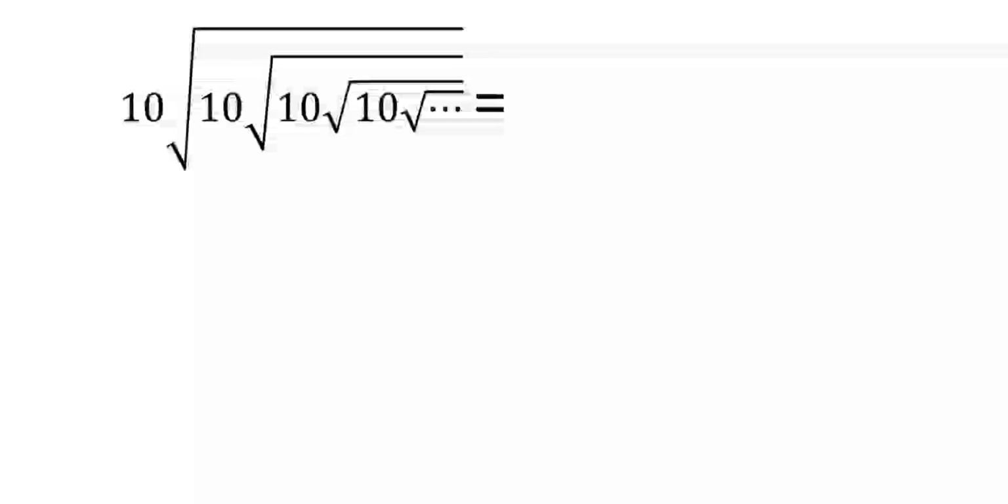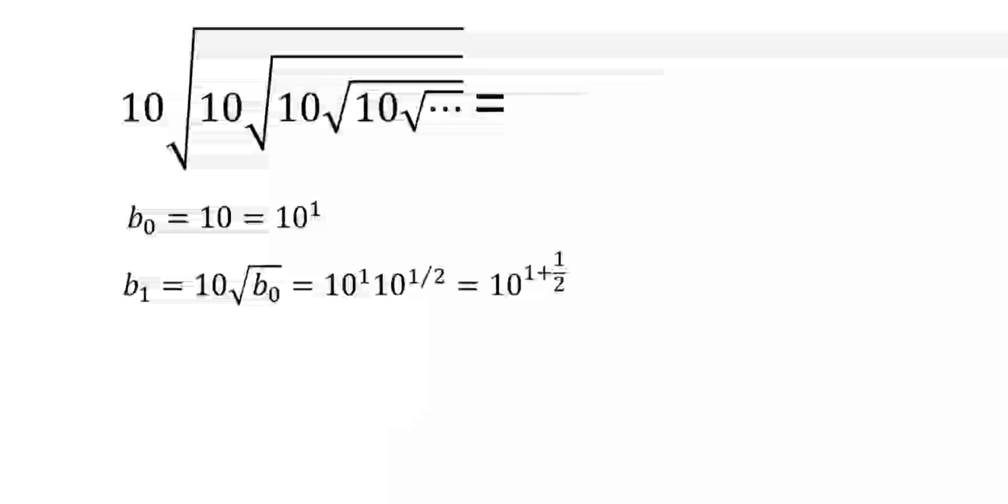So now let's get to the answers. How do we solve this problem? Well, we'll solve it by considering the partial products. The first partial product will be 10, or 10 to the power of 1. The next term will be 10 times the square root of the previous term. So we have 10 to the power of 1 times 10 to the power of 1/2, or 10 to the power of 1 plus 1/2.